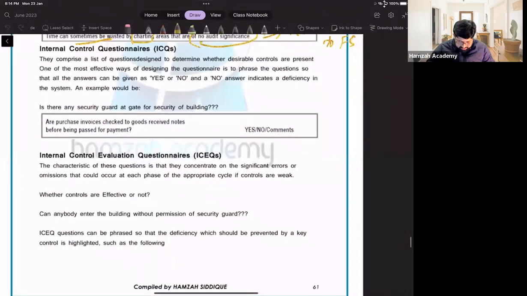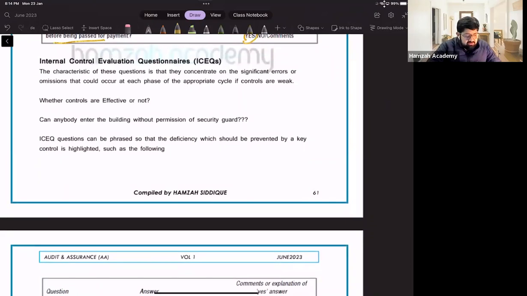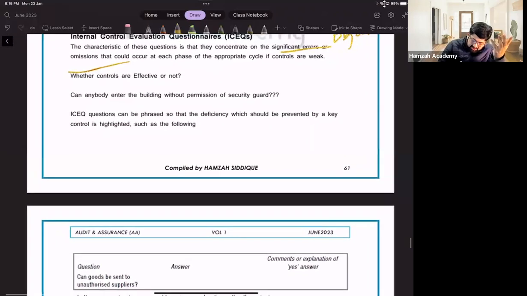Come to the notes. Yes or no, ICQ, I have already told you. A no answer indicates a deficiency in the case of ICQ. For example, are purchase invoices checked to goods received notes before being processed for payment? Yes, very good. No means weakness. ICEQ can concentrate on significant errors and omissions. Omissions, errors, deficiencies mean objectives. They are objective oriented: are the controls effective or not?